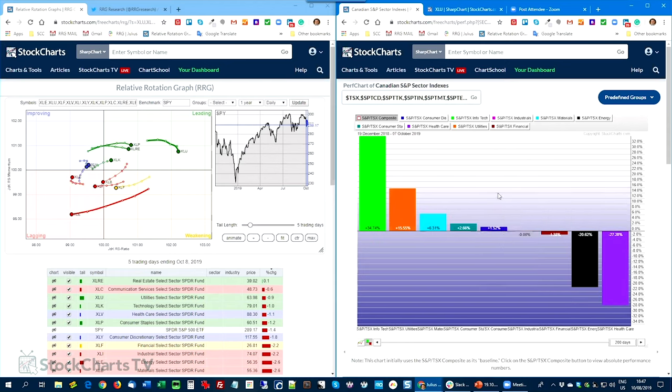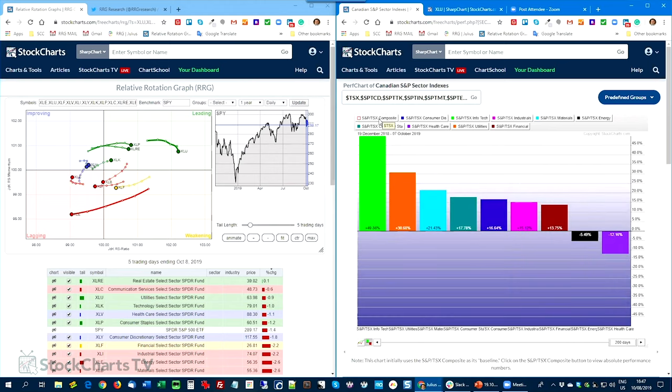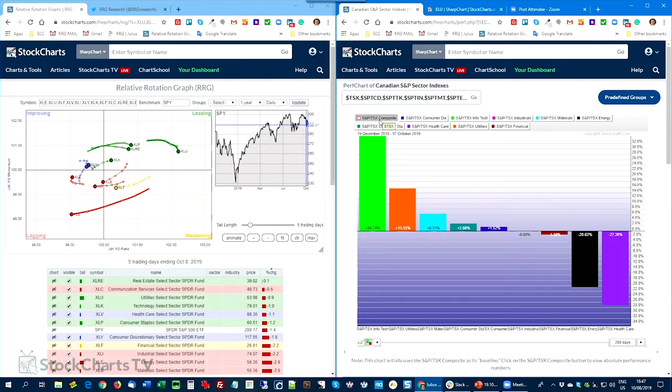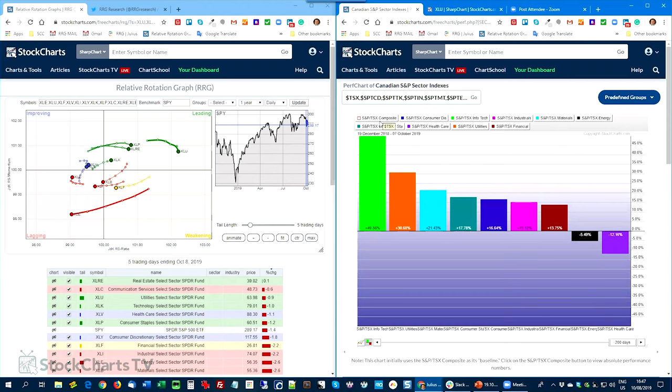Another thing that you may want to be aware of is that you can actually rebase this perf chart. So this one is now rebased to the S&P TSX composite. And if I click it off, it is absolute return. So if you click that one, it is relative to the TSX composite. Tick it off and it's absolute. And I can do that with any group.